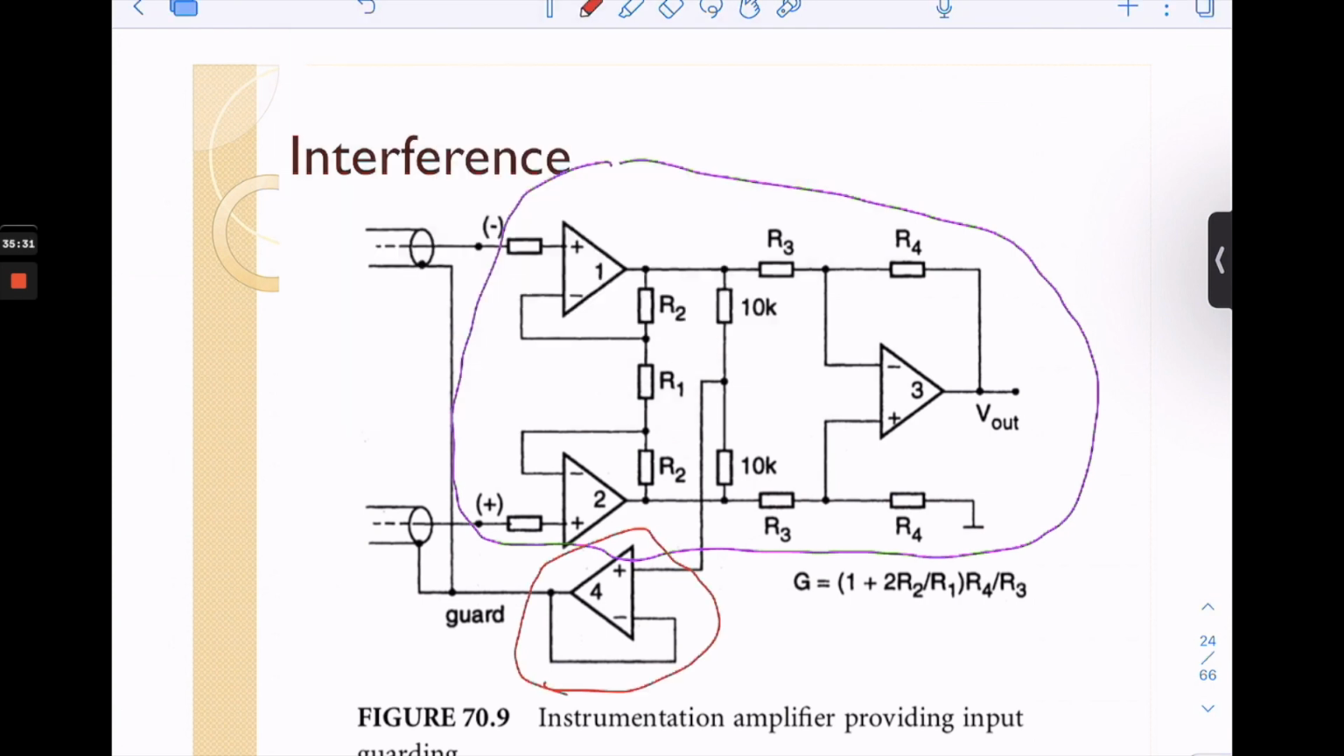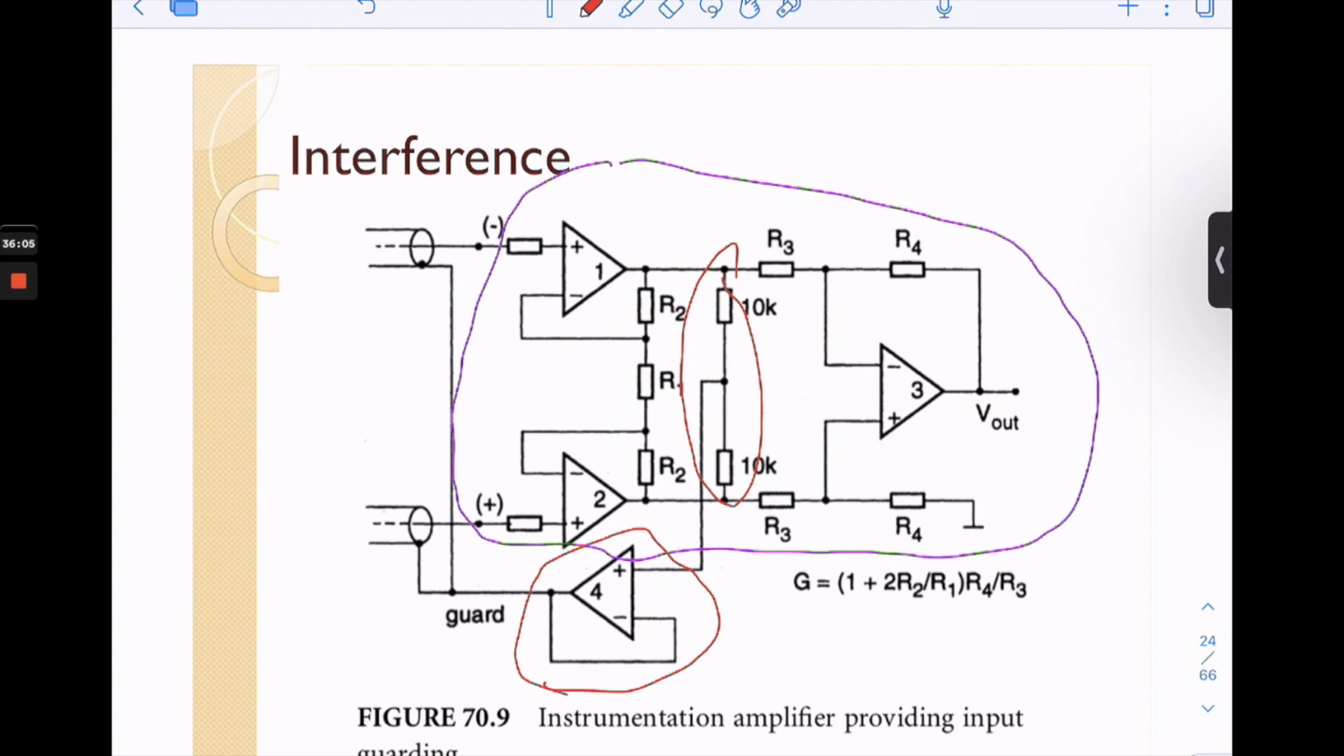The common mode input impedance as well as the CMRR of an amplifier can be greatly increased by guarding the input circuit. So the common mode signal can be obtained by two averaging resistors connected between the outputs of the two input op amps. This one. So this is the averaging resistors.